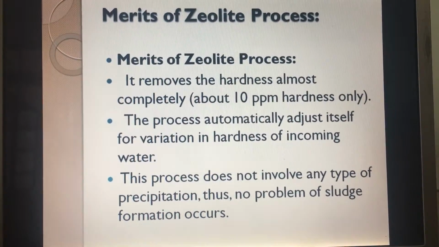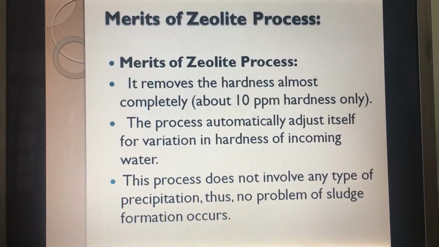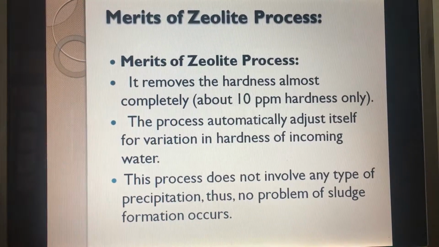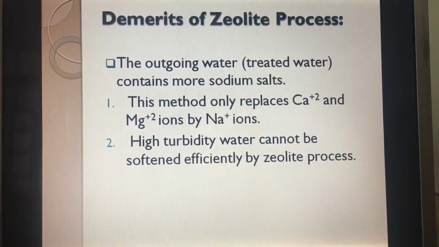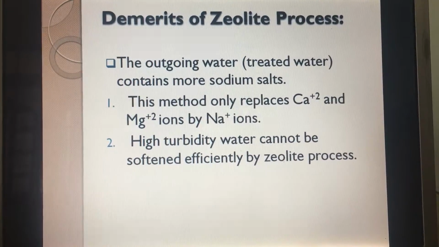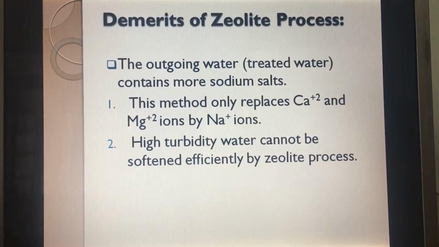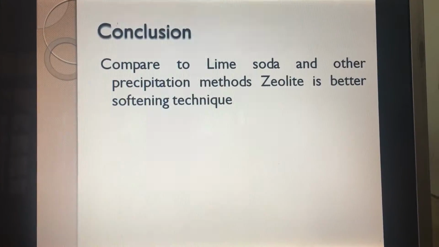Here the merits: it removes hardness up to 10 ppm, and it adjusts automatically when the hardness of the water changes. It is not a precipitation method, so it is a safe method. The only disadvantage is that sodium ions still remain after the process. If the water has high turbidity, it cannot be used.